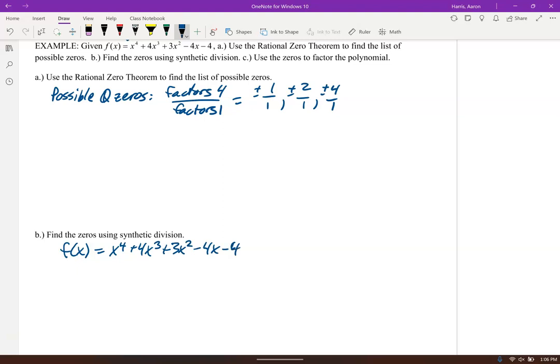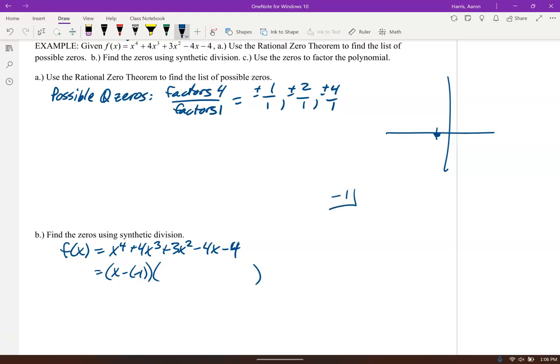Minus 4x minus 4. And let's try -1 first. Let's see if -1 works. Well, if this crosses at -1, then x minus -1 must be a factor, right? X minus -1. So let's test it. So let's go ahead and do the division.